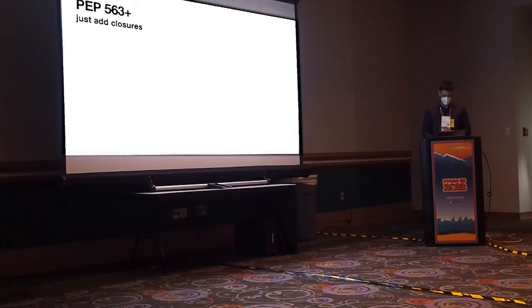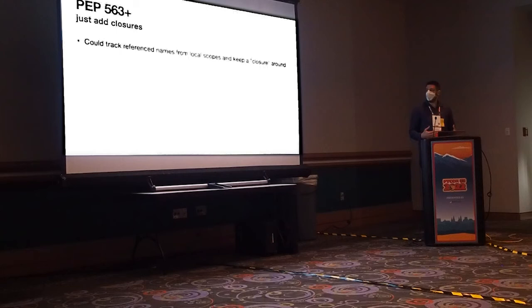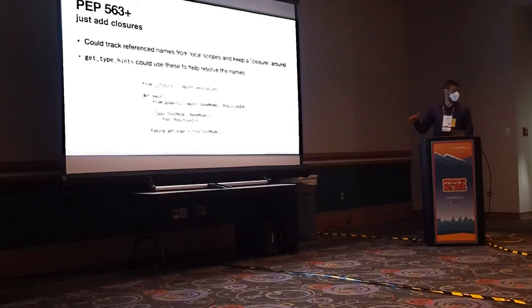So for PEP 563, we saw that it can't handle nested names and nested scopes. Lukasz, the author of the PEP, has proposed that we could expand this implementation so that it does track reference names from local scopes and keep around on the object some kind of closure of those names that will be needed to resolve the annotations. And then get type hints could be made smart enough to use these to help resolve the names. So if we implemented that, PEP 563 would be able to handle this type of case.